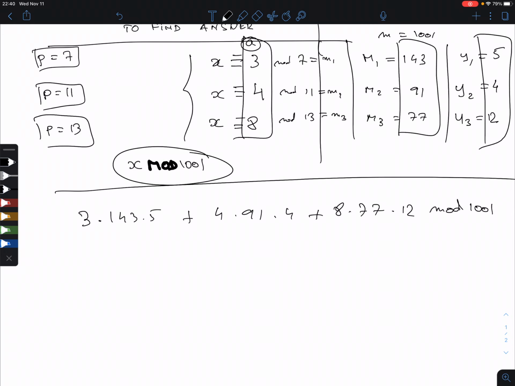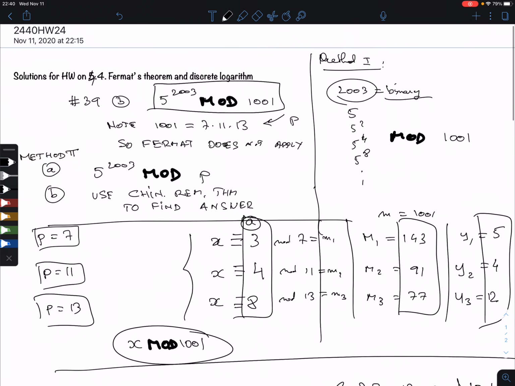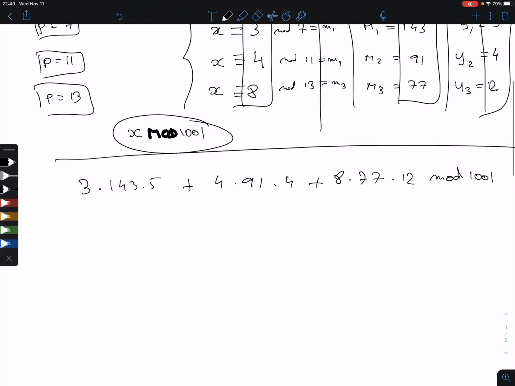But notice these are much smaller numbers than 5 to the power 2003. And also 2003 in binary is, well, we're talking here about 2K, so this is going to be 10 or 11 digits. You're going to be kind of busy with this if you want to do it by method 1. So this method, although it's not quick, is quicker. Okay, we have to calculate this number, which I'm just going to do.